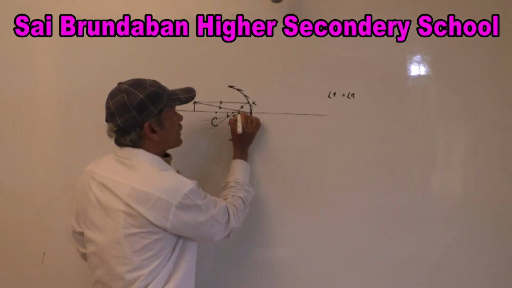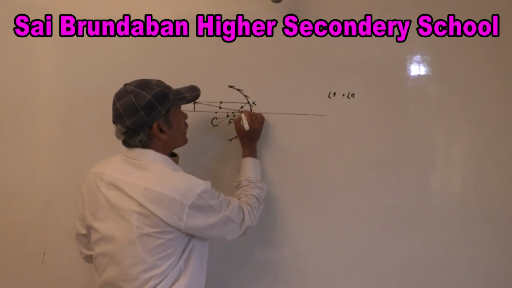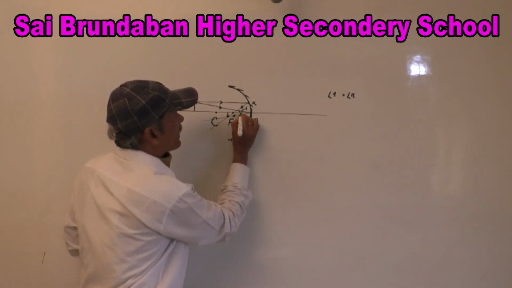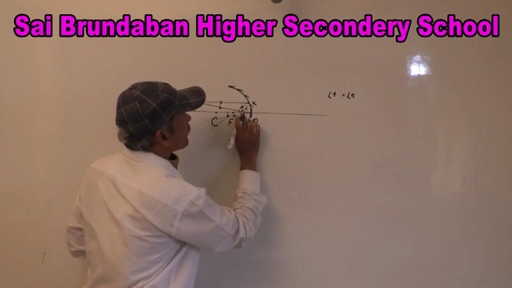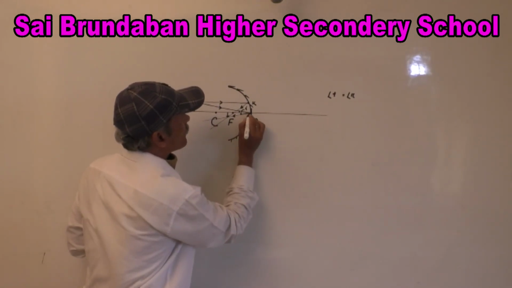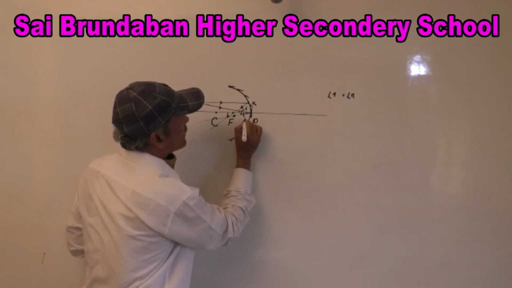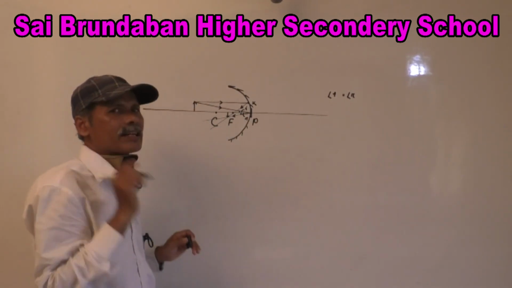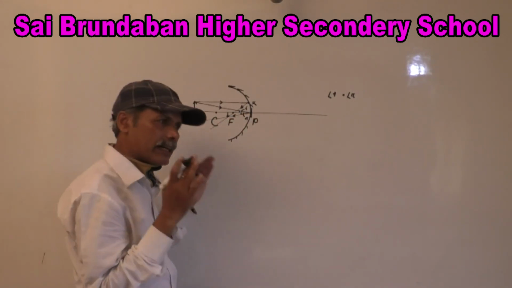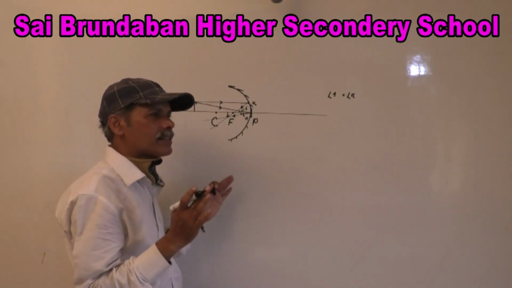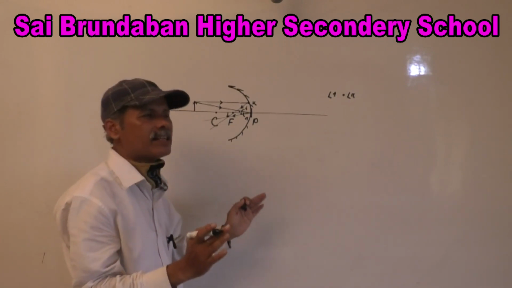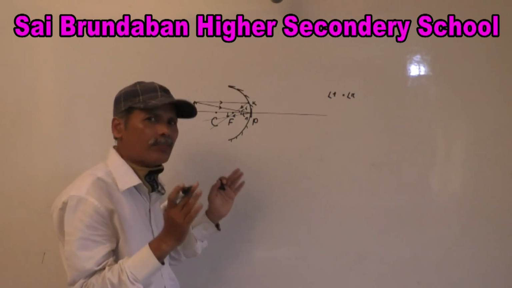So this is the angle of incidence, you can say this is I, and this is the angle of reflection, you can say this is R. So you must remember I is equal to R at the point of incidence. At the point of incidence, the law of reflection always holds: I, the angle of incidence, is equal to R, the angle of reflection.